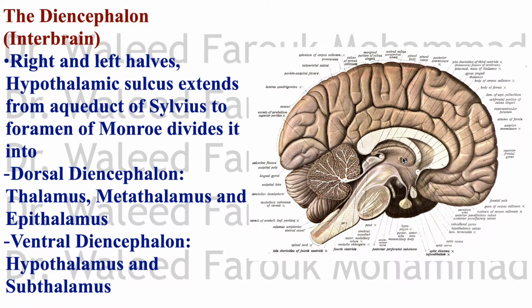Right and left halves separated by the hypothalamic sulcus, which is evident here, into dorsal and ventral parts. The dorsal diencephalon is the thalamus. This is the thalamus proper. The metathalamus are the medial and lateral geniculate bodies, and the epithalamus, which is the pineal gland and habenular trigone. The ventral diencephalon anteriorly is the hypothalamus and posteriorly is the subthalamus, right above the midbrain. So it has a dorsal part and a ventral part.